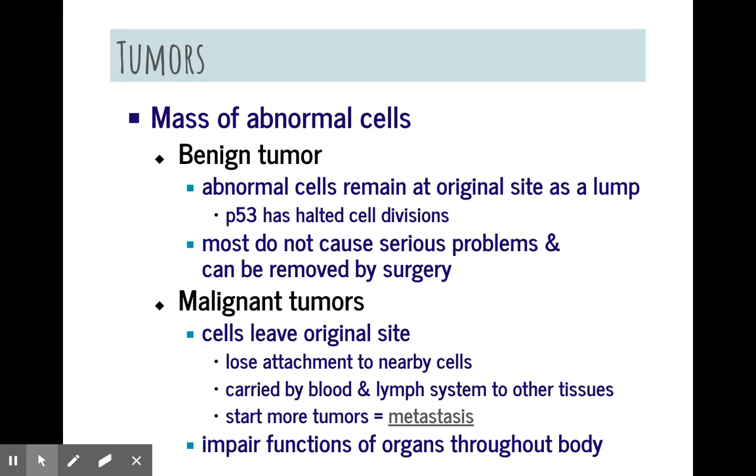Whereas with malignant tumors, the cell leaves the original site. It loses the attachment to nearby cells. These can then be carried by the blood and lymphatic system to other tissues, and they start more tumors, or they metastasize. Eventually, they impair the function of the organ throughout the body. They disrupt the organ, and then eventually, if it cannot be killed off, these can overrun organs and stop them from functioning.